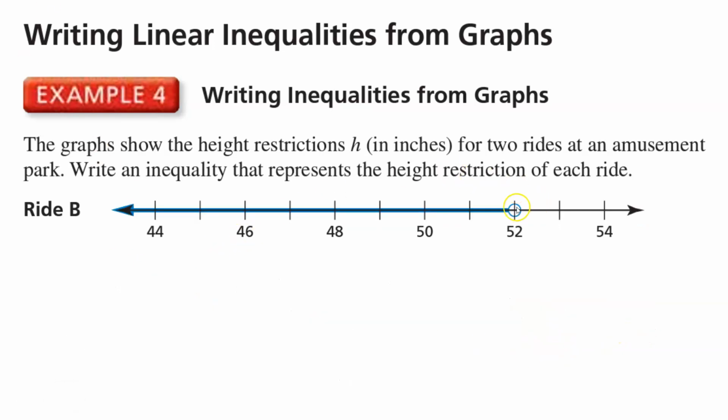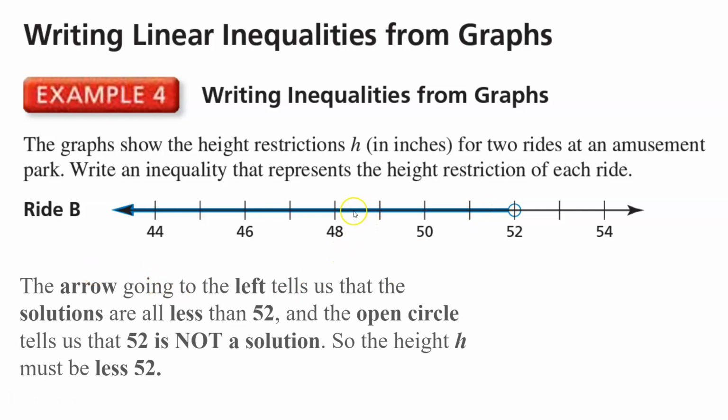For ride B, the arrow going to the left tells us solutions are all less than 52. And the open circle tells us 52 is not a solution. So the height, h, must be less than 52. So h is less than 52. No equal to sign under it because the open circle tells us 52 cannot be a value for h.